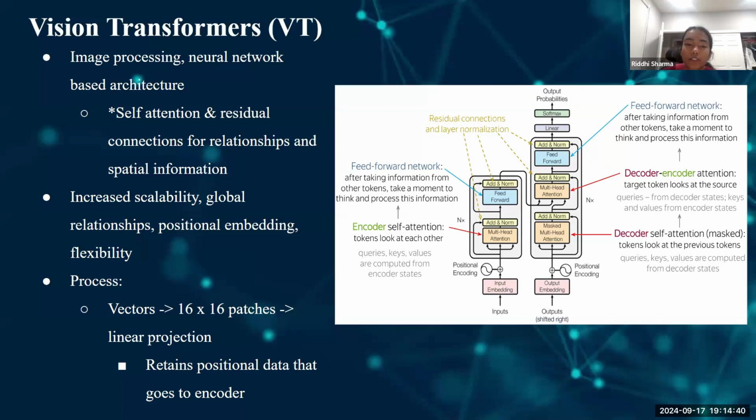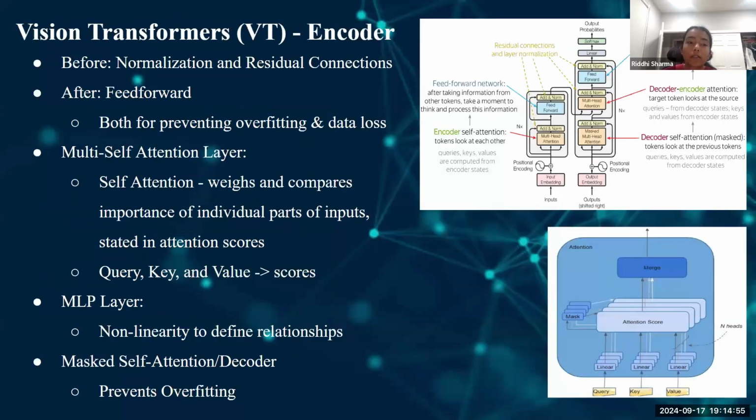And we can go through the vision transformers process by referring to this image. Firstly, the vectors are extracted from the image and then split into 16 by 16 patches. These patches then get embedded through linear projection. The purpose of these patch embeddings is for parallel computation and for retaining positional data, which will then be processed by an encoder. The vision transformer encoder contains two main layers, the multi-self attention layer and the MLP head. And before and after these layers are normalization and feed-forward layers, respectively.